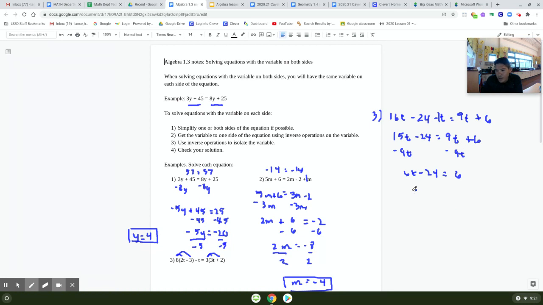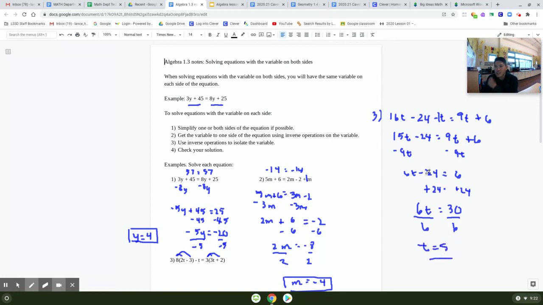Okay. Now we use inverse operations to isolate the variable. First, add 24 to each side to get rid of the negative or minus 24. You have 6t is equal to 6 plus 24, 30. And then I can divide each side by 6. So t is equal to 5.